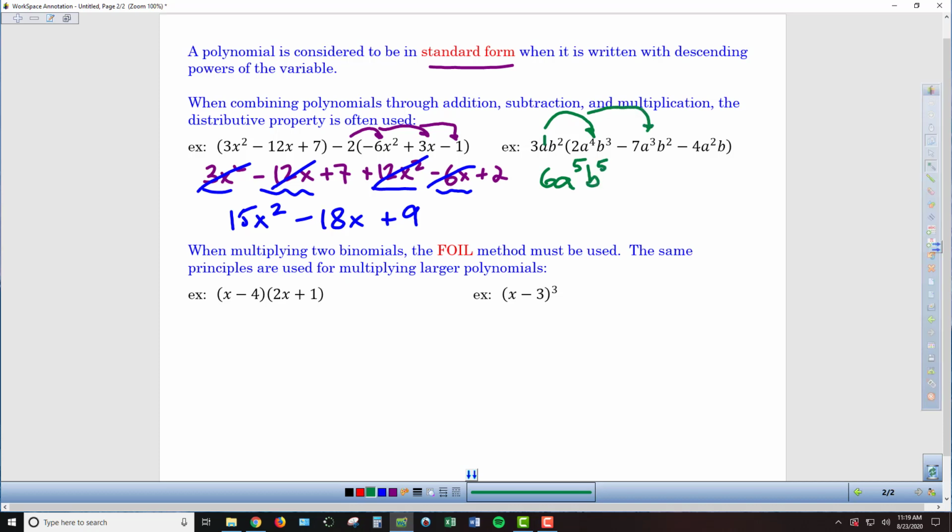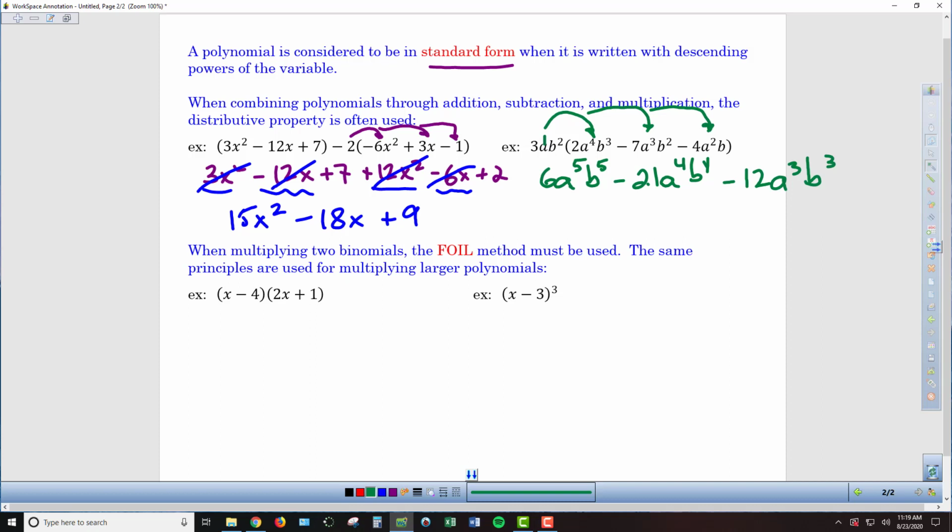Then I'm going to distribute to the second piece in the parentheses, so I've got 3 times negative 7, so I get negative 21. Then I'm going to do the same thing with the variables. I'm going to add the exponents on the a's, add the exponents on the b's, so we get a to the 4th, b to the 4th, and then finally distribute to the last term inside the parentheses, so we're going to get negative 12 a to the 3rd, b to the 3rd.